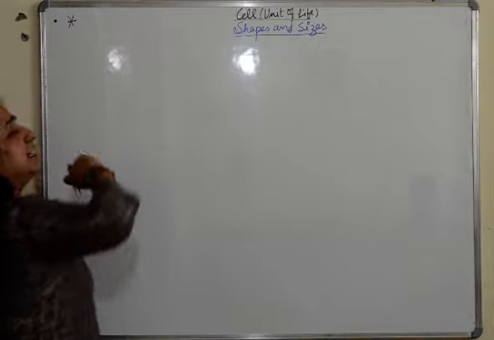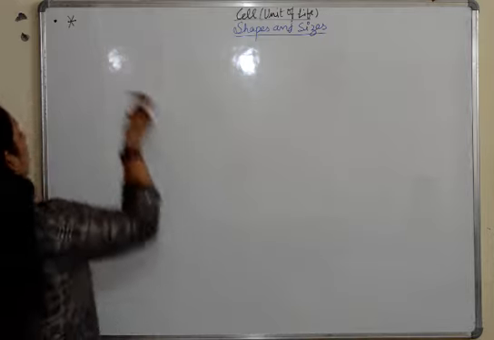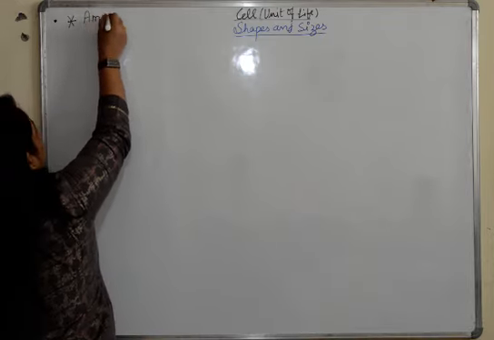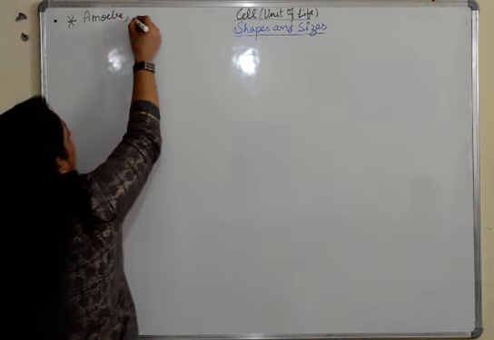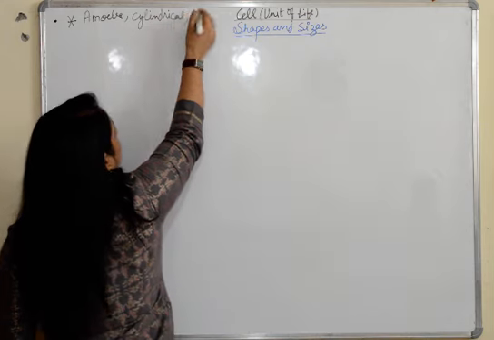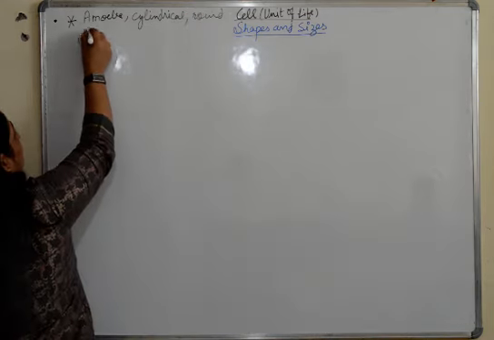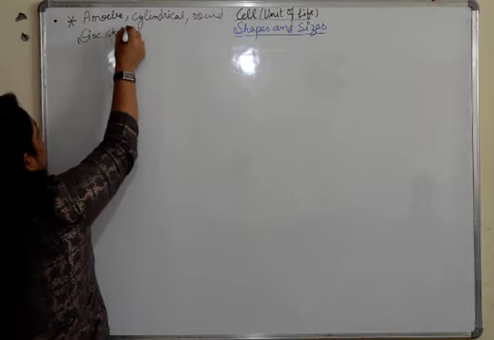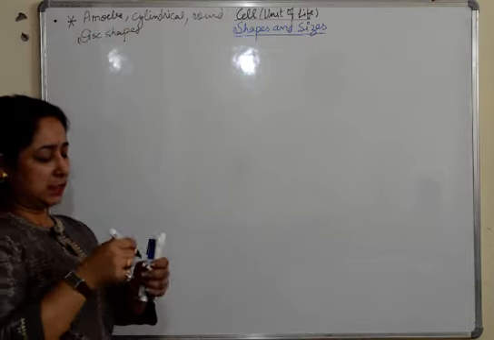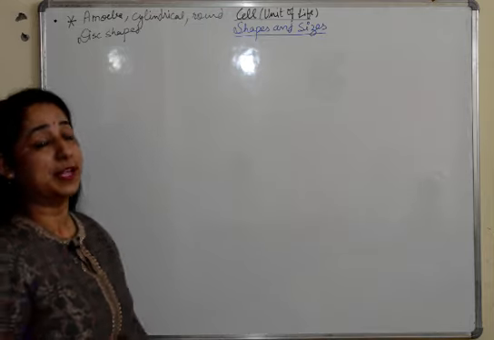Now first of all, you must have seen that different cells have different types of shapes. The shape can be amoeba shaped, it can be cylindrical, it can be round, it can be disc shaped. Fine. So there can be multiple shapes of the cells. We'll draw a few and then we'll talk about why they have different types of shapes.